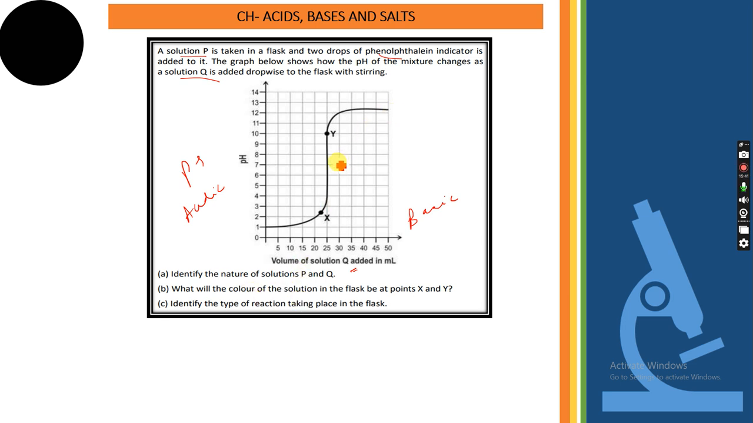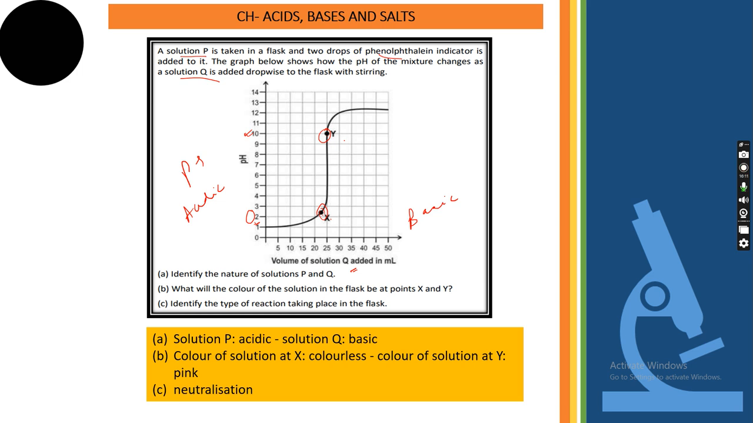And what will be the color of the solution? So with phenolphthalein, at points X and Y, X is here, see the pH, it is acidic, right. So acidic means, what will be the color of phenolphthalein, and what will be the color at Y, here the pH is 10, it is more than 7, that means it's basic. So here it is base, here it is acid. So one will be colorless, one will be pink in color. Identify the type of reaction taking place. Since acid and base are there, it is always a neutralization reaction. Okay, so that's the answer. I hope I am clear.